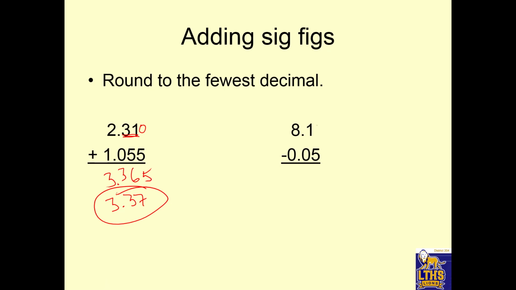8.1 minus 0.05. Oh, I got to add this one. Got to add that 0. 10 minus 5 is 5. Makes this a 0, which makes it a 9, which makes this a 7. 7.95. Now this only has 1 decimal place, right? I had to add the 0. So that 1 decimal place means this has to have 1 decimal place. So this is going to be 8.0.